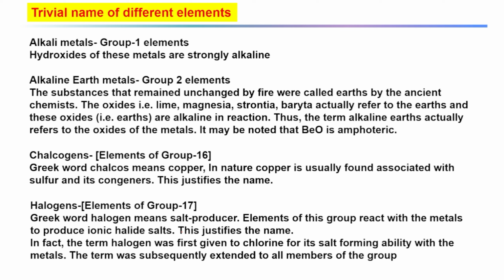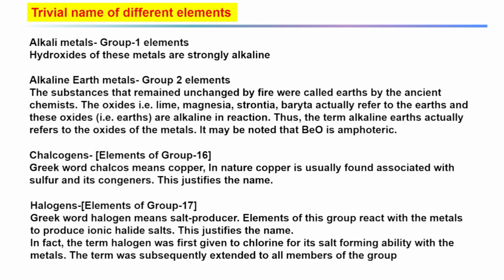It may be noted that beryllium oxide is amphoteric. So in this group 2, the exception is beryllium, whose oxide is amphoteric in nature. Other than that, the rest of the elements make alkaline oxides. That's why the name of this group is alkaline earth metals.